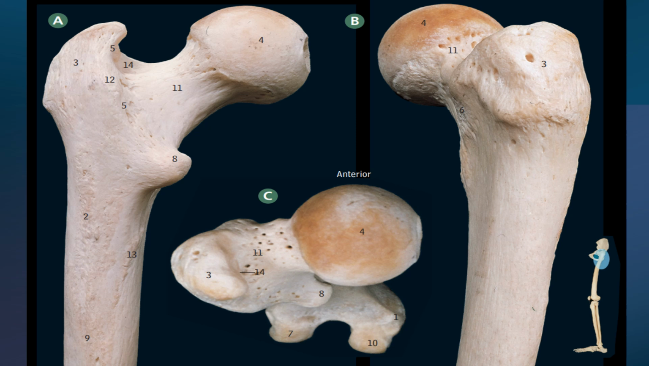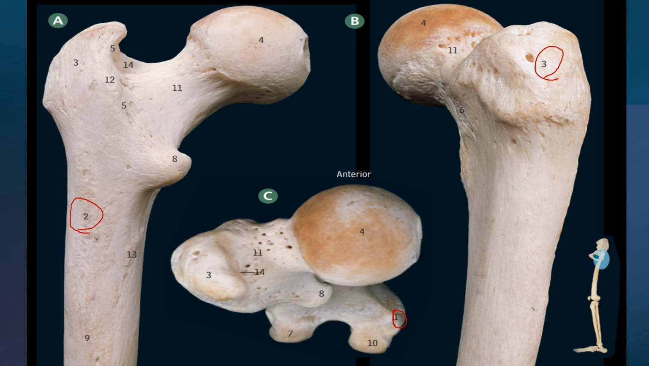The bony landmarks where muscles attach: the first is the adductor tubercle at the lower end. The second is the gluteal tuberosity. The third one is the greater trochanter.